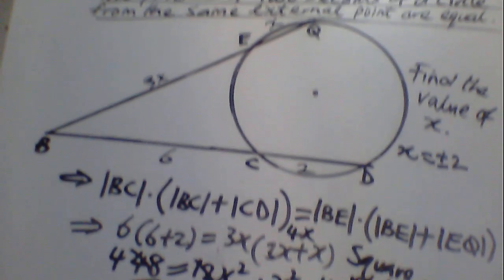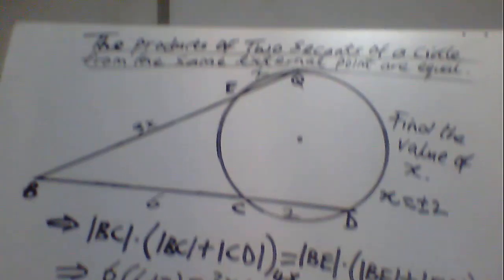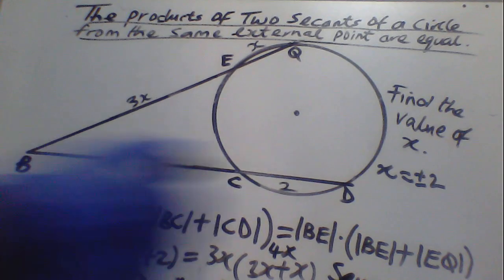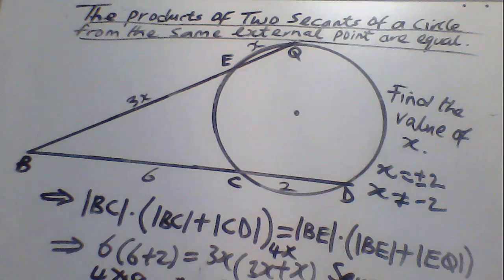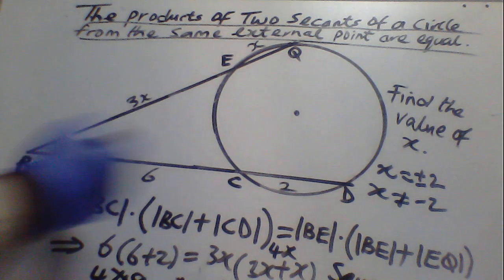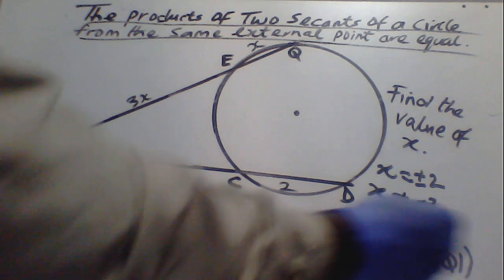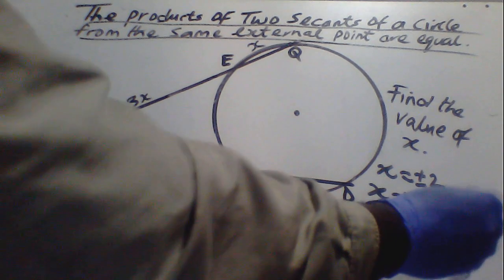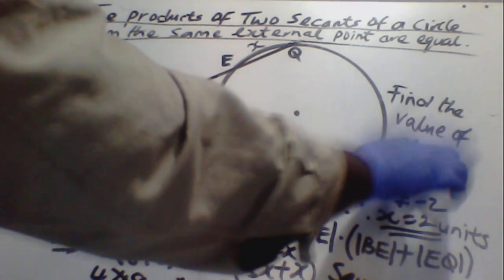When you are measuring length, you know that length cannot have a negative value. In that case, x is not equal to minus 2 because we are measuring a length. Therefore x is equal to 2. If you want to, you can put the SI unit. So x is equal to what? 2 units. That is the value of x here. x is equal to 2 units.